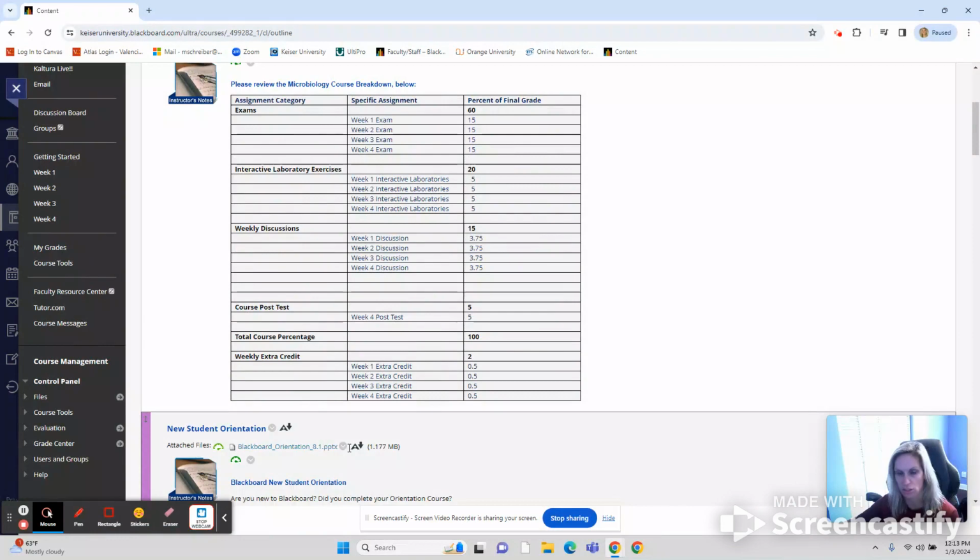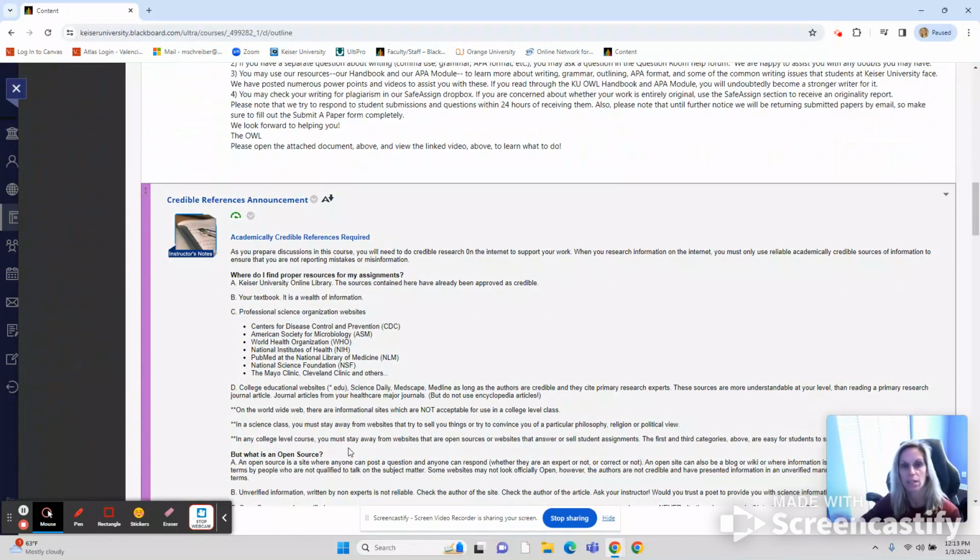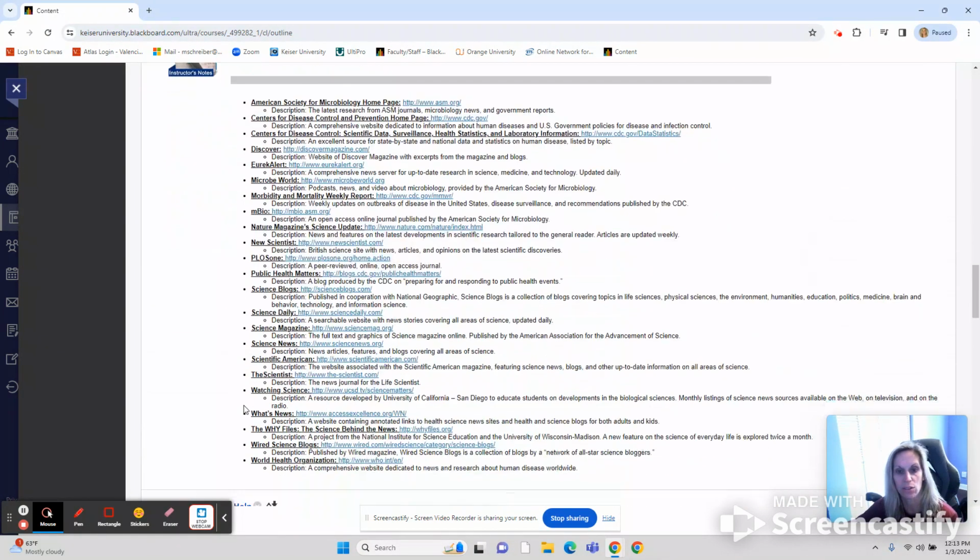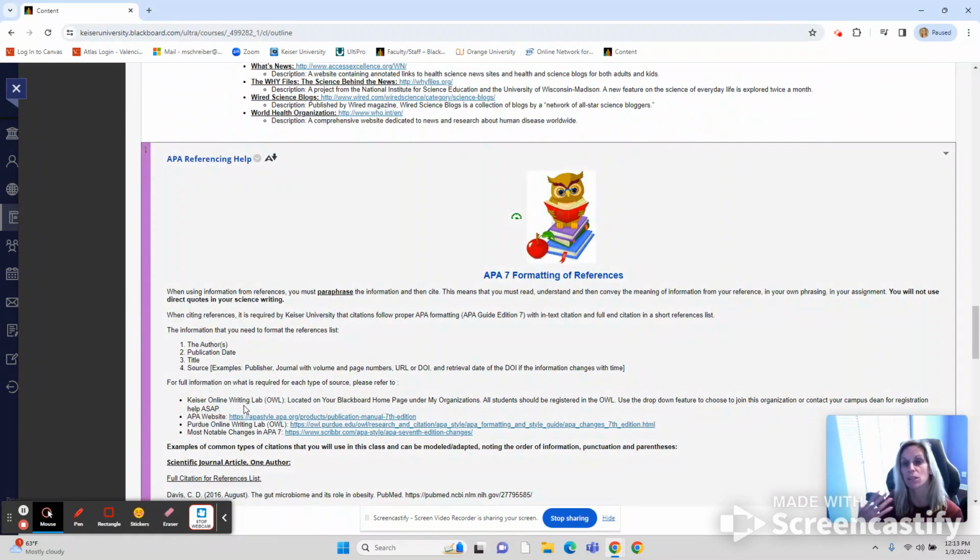Then once you click on Getting Started, click on Course Resources, and then refer to how to select credible resources for the discussion board post, and then how to use APA formatting by using the most common examples using APA formatting in the references list and in-text citation.